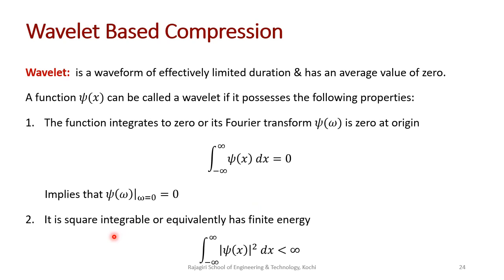The second property is that the wavelet is square integrable, or equivalently has finite energy. That is, the integral from minus infinity to infinity of mod psi of x the whole square into dx is less than infinity. This equation shows that most of the energy is confined to a finite interval, that is, it exhibits good space localization.